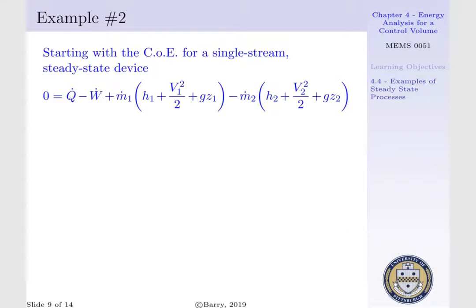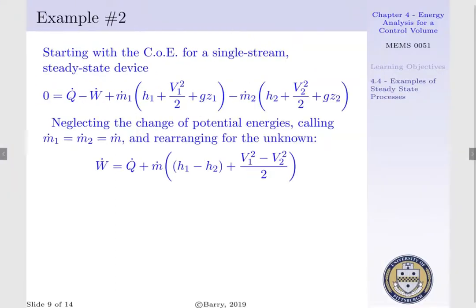If we neglect the change of our potential energies within our system and recognize m dot 1 is equal to m dot 2, we can re-express our conservation of energy equation for our work, such that W dot is equal to Q dot plus m dot times the quantities h1 less h2 plus v1 squared minus v2 squared over 2. We have to determine our enthalpies at state 1 and state 2. We are given our velocities at state 1 and state 2. And we also have to determine our mass flow rate.